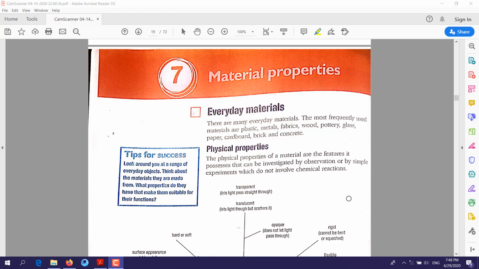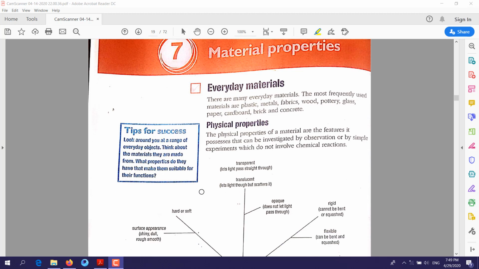Hello everyone. Today we will start reviewing Unit 7. Unit 7 is about material properties. Materials, what do you mean by materials? They are the things that we use in our daily life.